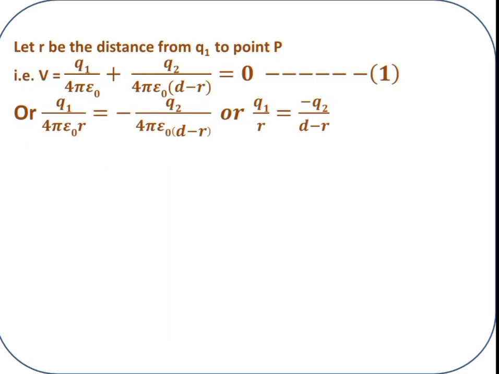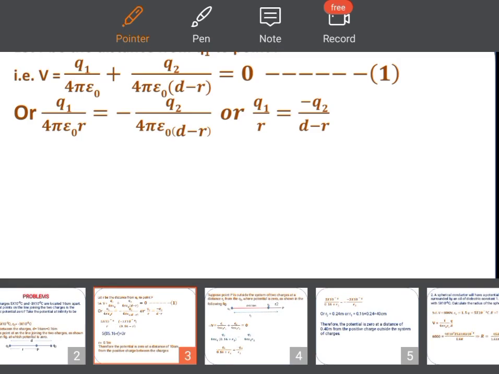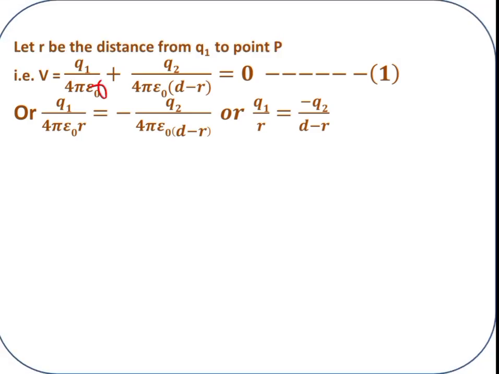Next, the total potential V. We know the formula for the potential, 1 divided by 4 pi epsilon naught, Q divided by R. So here R is missing. Printing mistake. V is equal to Q1 divided by 4 pi epsilon naught R plus Q2 divided by 4 pi epsilon naught (D minus R), is equal to 0. Call it equation number 1 according to our convenience.